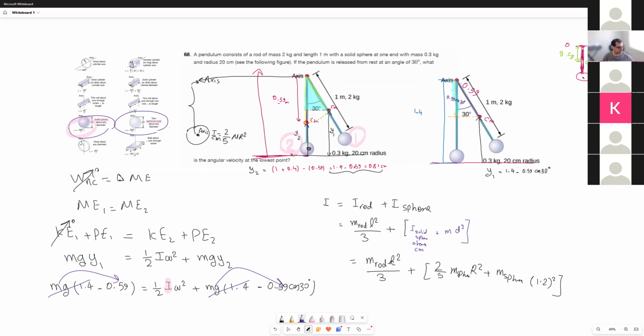Lucian, go ahead. I wanted to ask about this calculation for the conserved mechanical energy, the m is which one exactly? Which mass is that? Okay, this is the mass of the whole system, which is 2.3 kilograms. And in I, the masses are clear. Thank you.